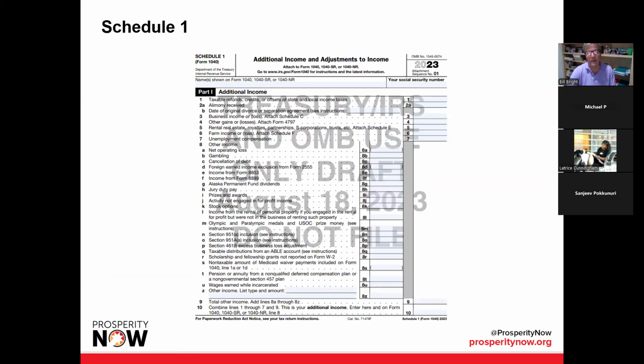There are a lot of different types of income that flow through there. A lot of them, as you can see, have nothing to do with us: farm income, rental real estate, foreign earned income exclusion, the Alaska Permanent Fund dividends, et cetera, et cetera. There's a lot of that stuff that's out of scope and we would never see anyway.